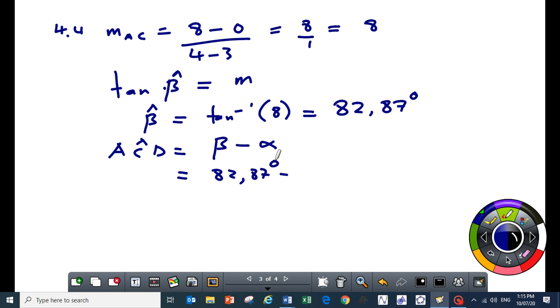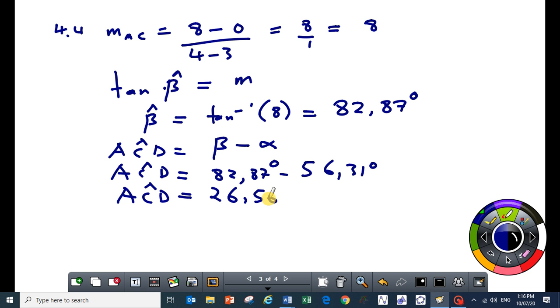So it's 56,31 degrees. What would be the size of ACD? Tell me quickly. 26,56 degrees. Okay, please, this is not the final answer, but it is getting us to the final answer. So the size of angle ACD is equal to 26,56 degrees.